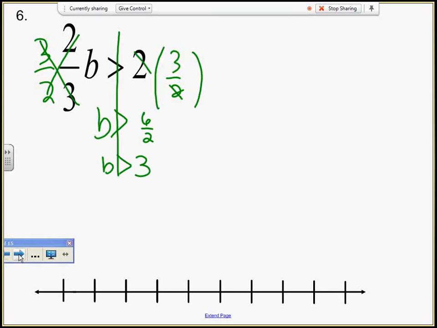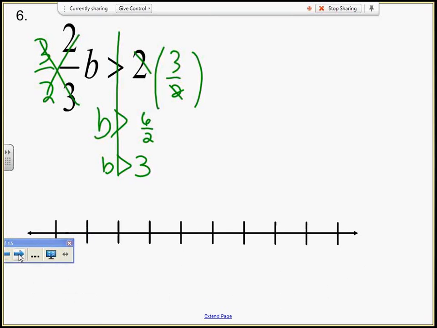Okay, so let me graph that. So this is 3. And it's greater than, so it's going to stay open. And I want all the values that are bigger than 3. Okay. b is greater than 3. So I'm going to test. Let me just check and see if any of the values that I've chosen actually make that true. I'm going to choose 4. Let's see. Is 4 greater than 3? Yes, it is. So now I know that I've shaded the correct side.